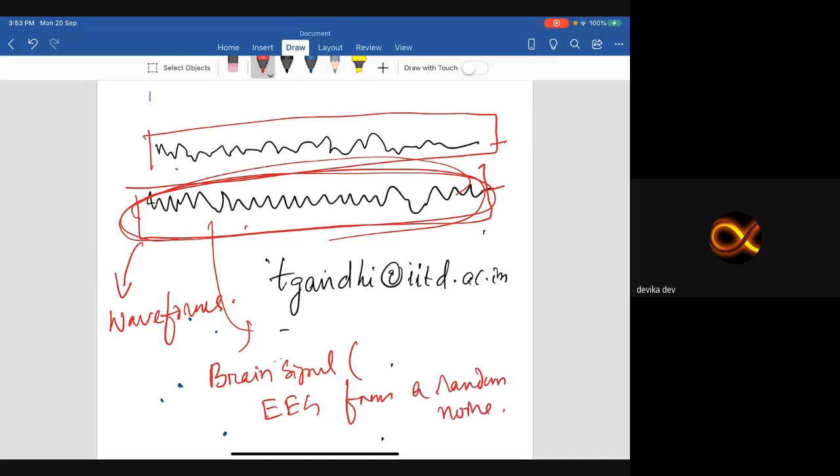Basically, I am asking whatever signal you are recording, how will you prove to me that these signals are recorded from the human brain, that these are a reflection of the neural activity, and not random noise? I hope this question is clear to all of you, right?